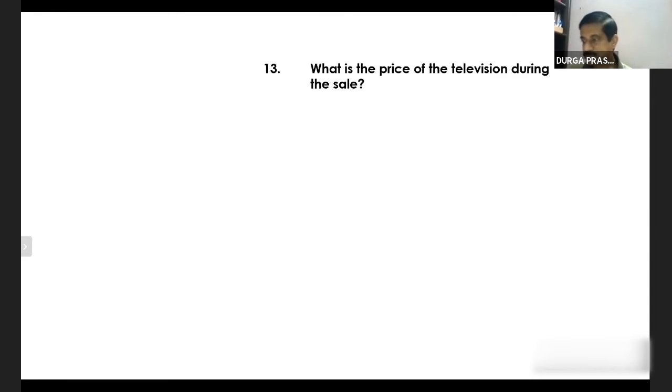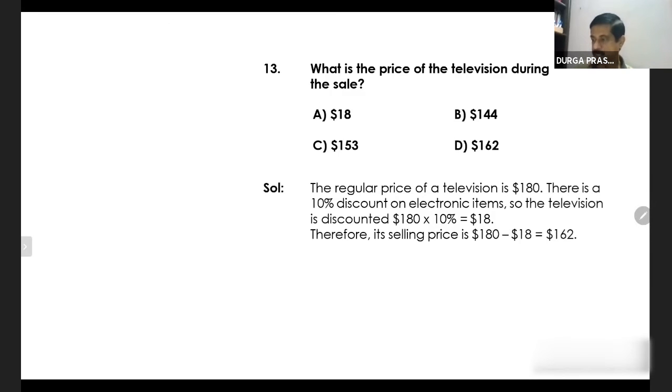So now let us see what is the question that is asked. What is the price of television during the sale? So now what is the discount that we are getting? 10% discount. So what is the actual value of the television? That is $180. So 10% of 180 is $18. So what should be the selling price? Actual price minus the discount. So that is nothing but $162. So we have option D. So please move it fast.